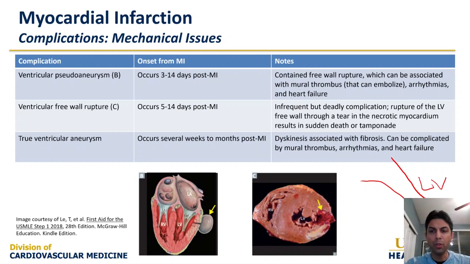Unlike a pseudoaneurysm described earlier, a true aneurysm does not involve communication between the LV cavity and the pericardium, so rupture and tamponade do not develop. So in terms of mechanical complications, we've talked about a ventricular pseudoaneurysm, a ventricular free wall rupture, and to some degree, a true ventricular aneurysm.